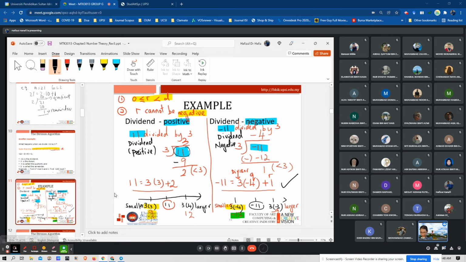For number two, when you divide negative 11 by 3, you have remainder 1, which is less than 3 also. Then divisor 3, quotient negative 4, plus r equals 1, also true. Because in number 2 the remainder cannot be negative. The remainder is not negative: you have 0 less than or equal to remainder less than divisor.